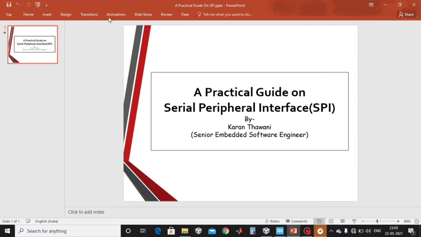As you can see, there are no slides in this presentation because a lot of good information is already available on serial peripheral interface on the internet. So I have downloaded a very good document on the SPI which was shared by Texas Instruments. So let's open that document.